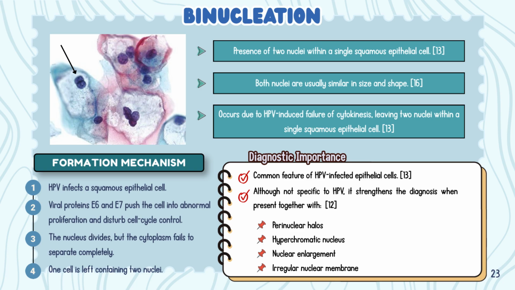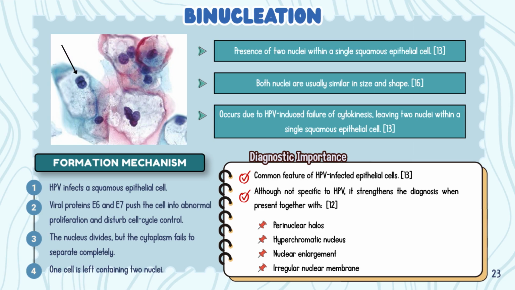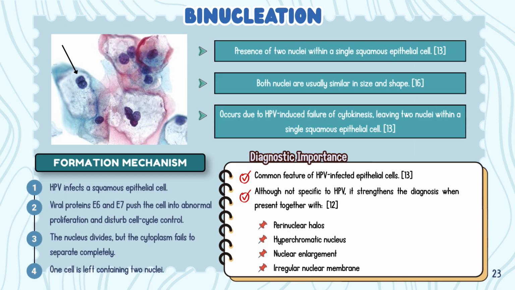While binucleation alone is not specific to HPV and can occur in other conditions like inflammation, it becomes an important diagnostic feature when it is observed together with the perinuclear halo, hyperchromatic nucleus, nuclear enlargement, and irregular nuclear membrane, which strengthens the diagnosis of koilocytosis.